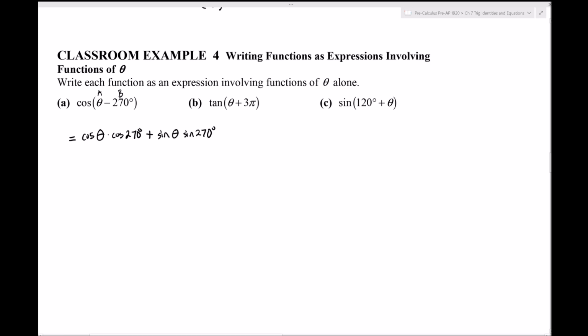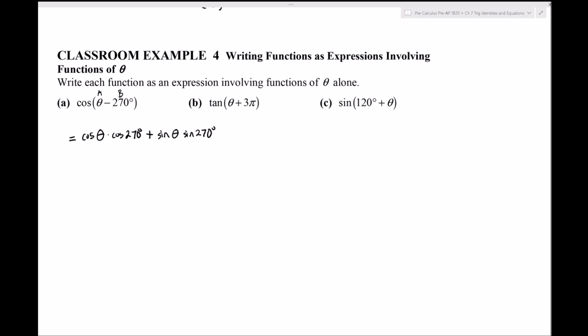And there it is. So then I got to simplify. Cosine of theta, sine of theta are not going to be able to simplify. Those are going to stay the way they are. Cosine of 270 degrees, I have to figure that one out. 270, if you remember correctly, is the negative y-axis.